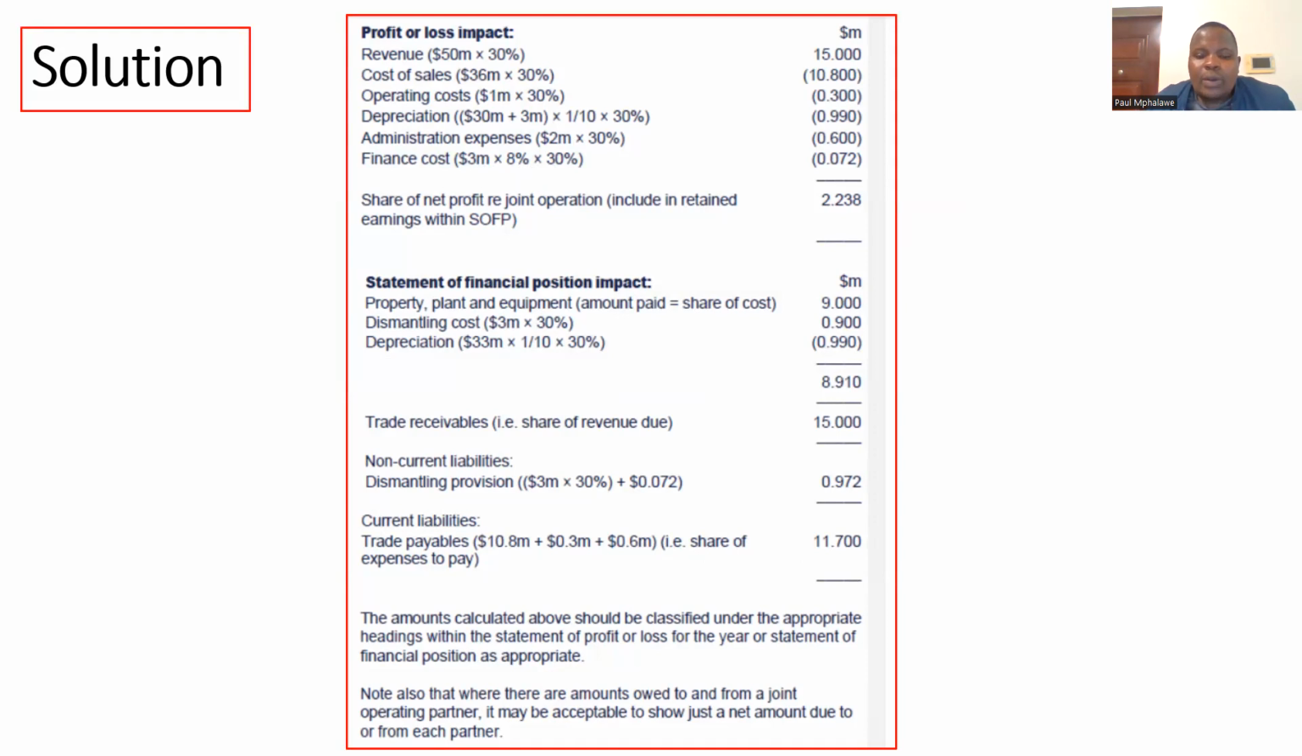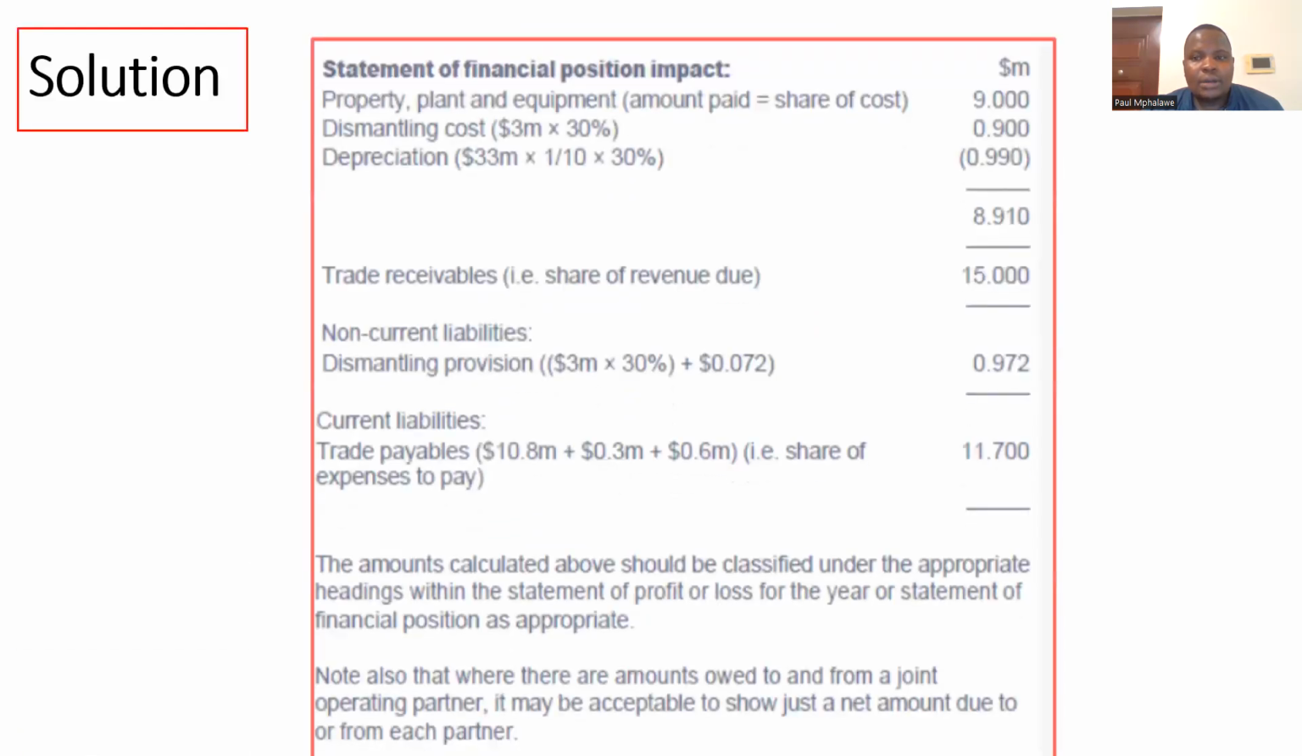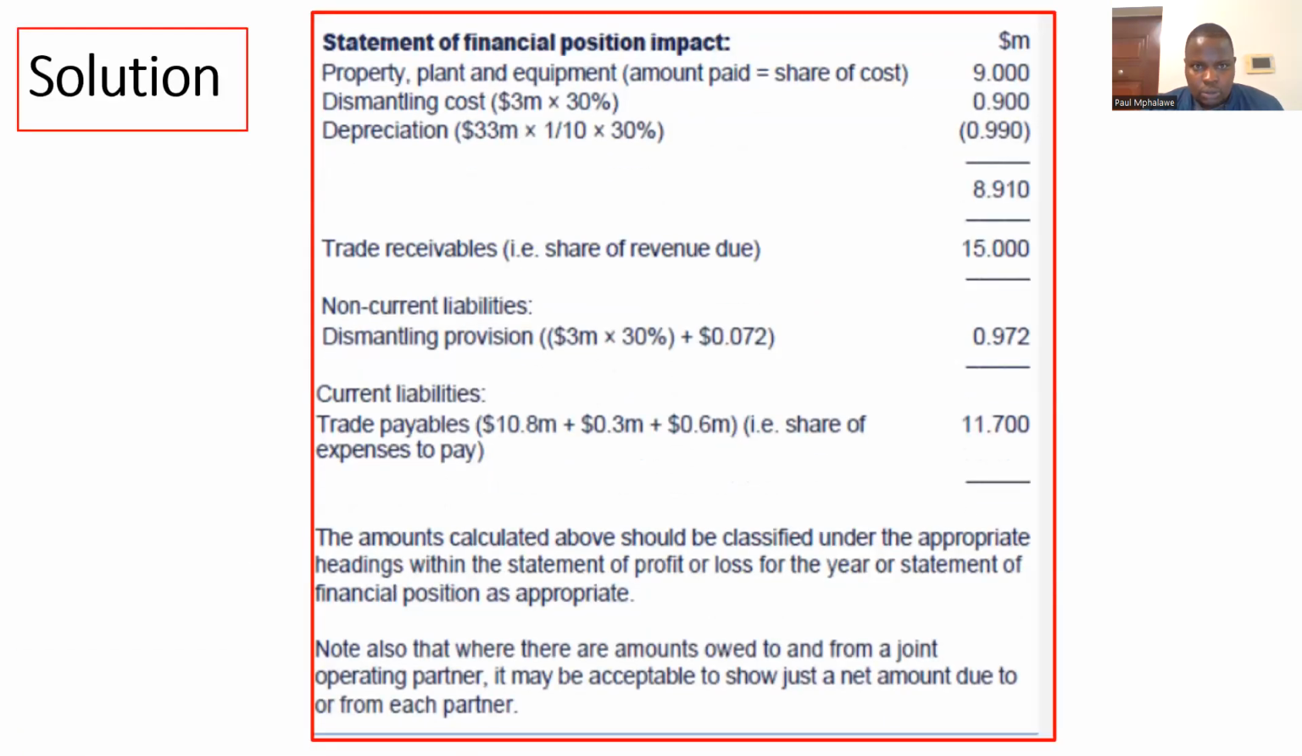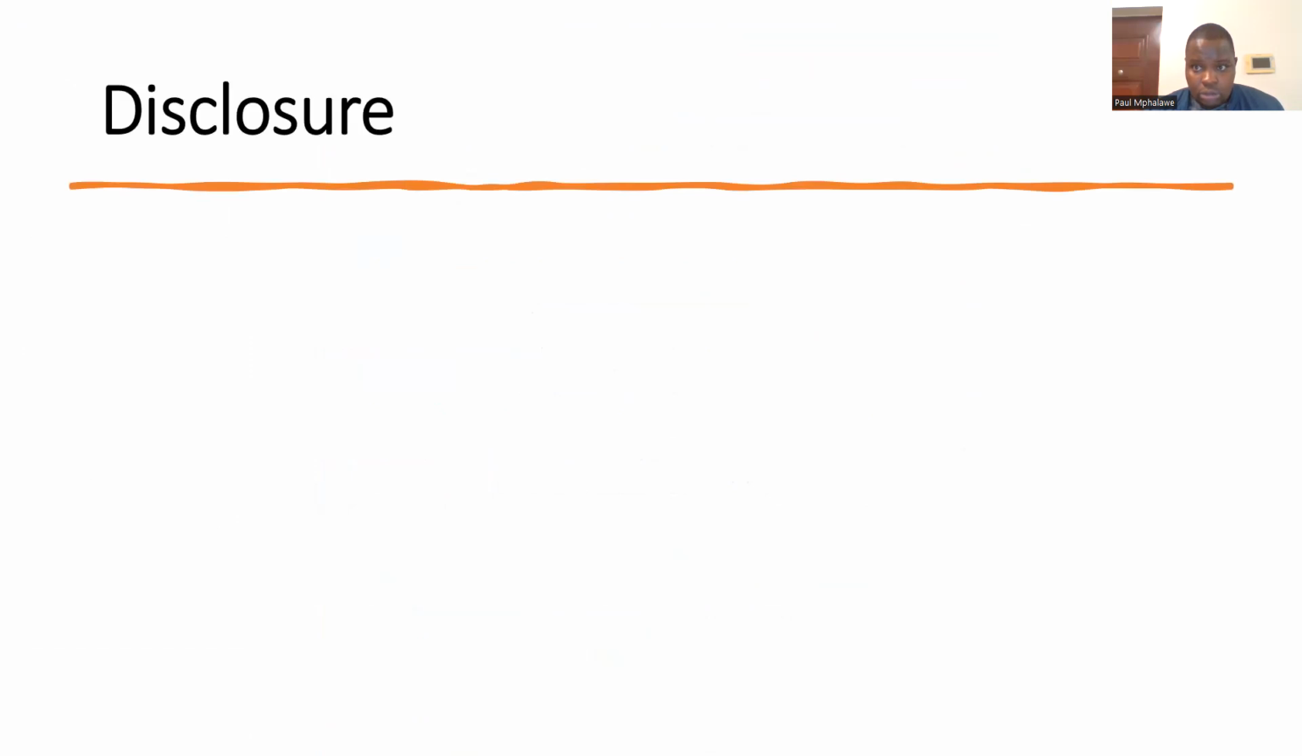Note also that where amounts are owed to and from joint operation partners, it may be accepted to show just a net amount due to or from other partners in the joint operation, as calculated. So last but not least, the disclosures.